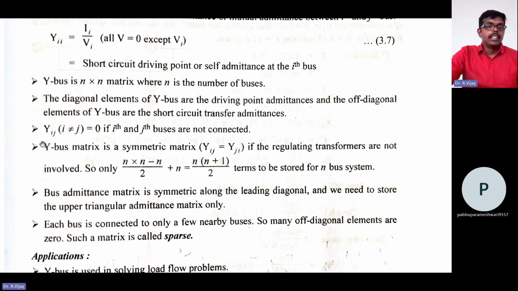Then the Ybus admittance matrix is a symmetric matrix, that is Yij is equal to Yji, if a regulating transformer is not involved.